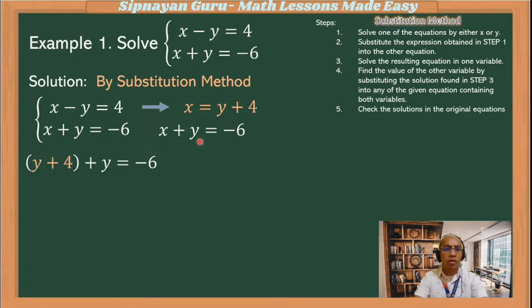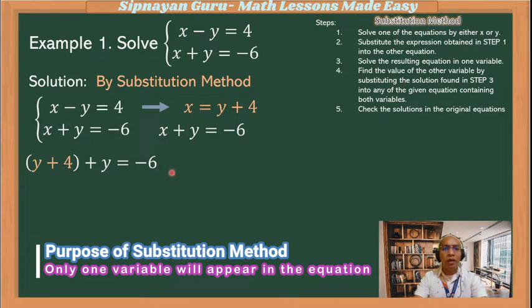Using equation number 2, since x is equal to y plus 4, in equation number 2, instead of writing x, we will substitute it by y plus 4. Then we just copy positive y equals negative 6. Notice, in this equation, the variable present is only y. So that's the very purpose of substitution property, so that only one variable will appear in the equation.